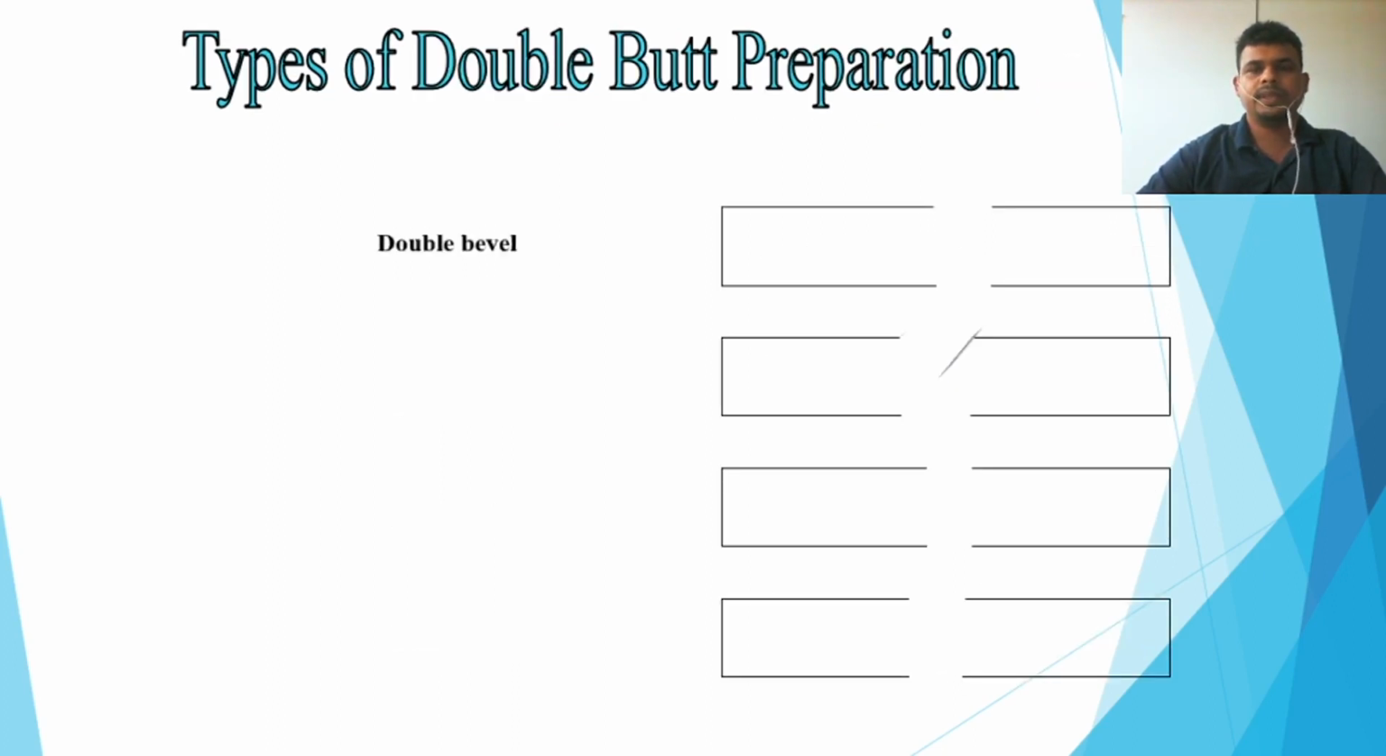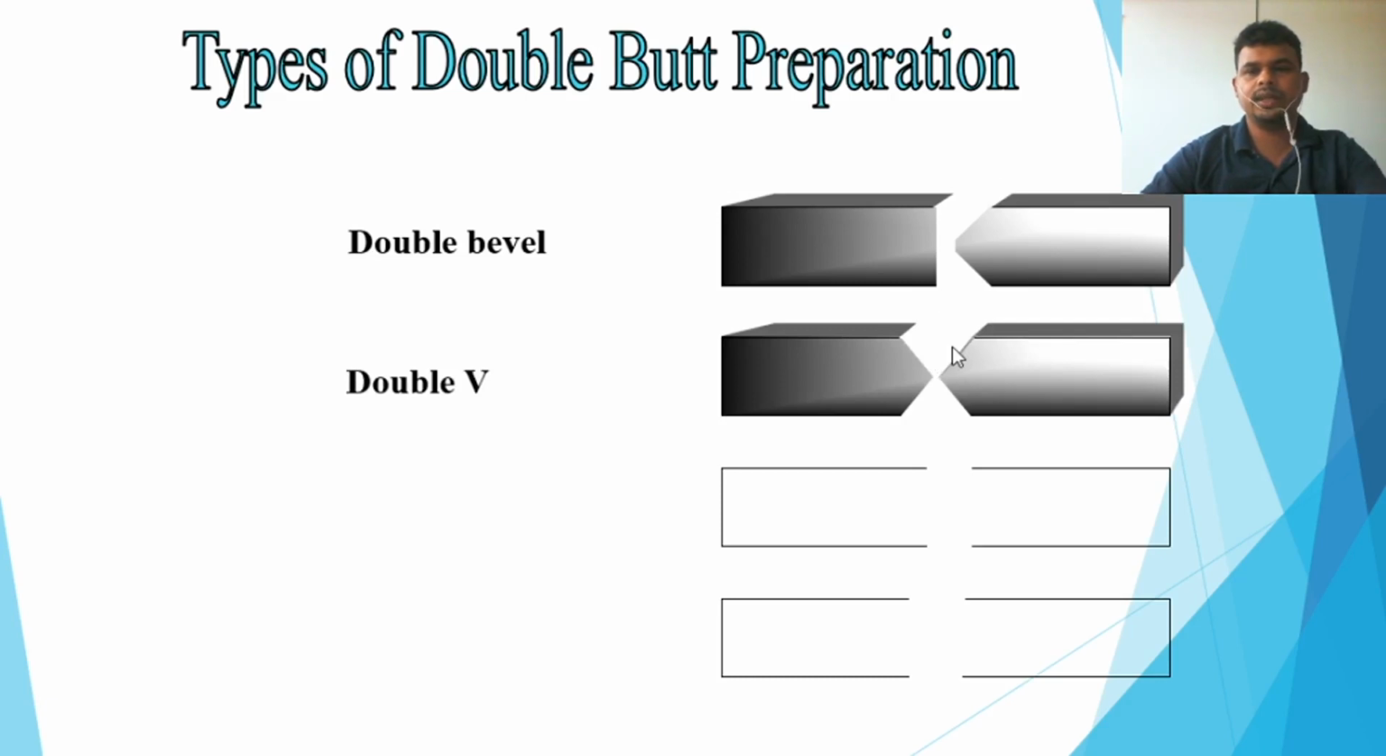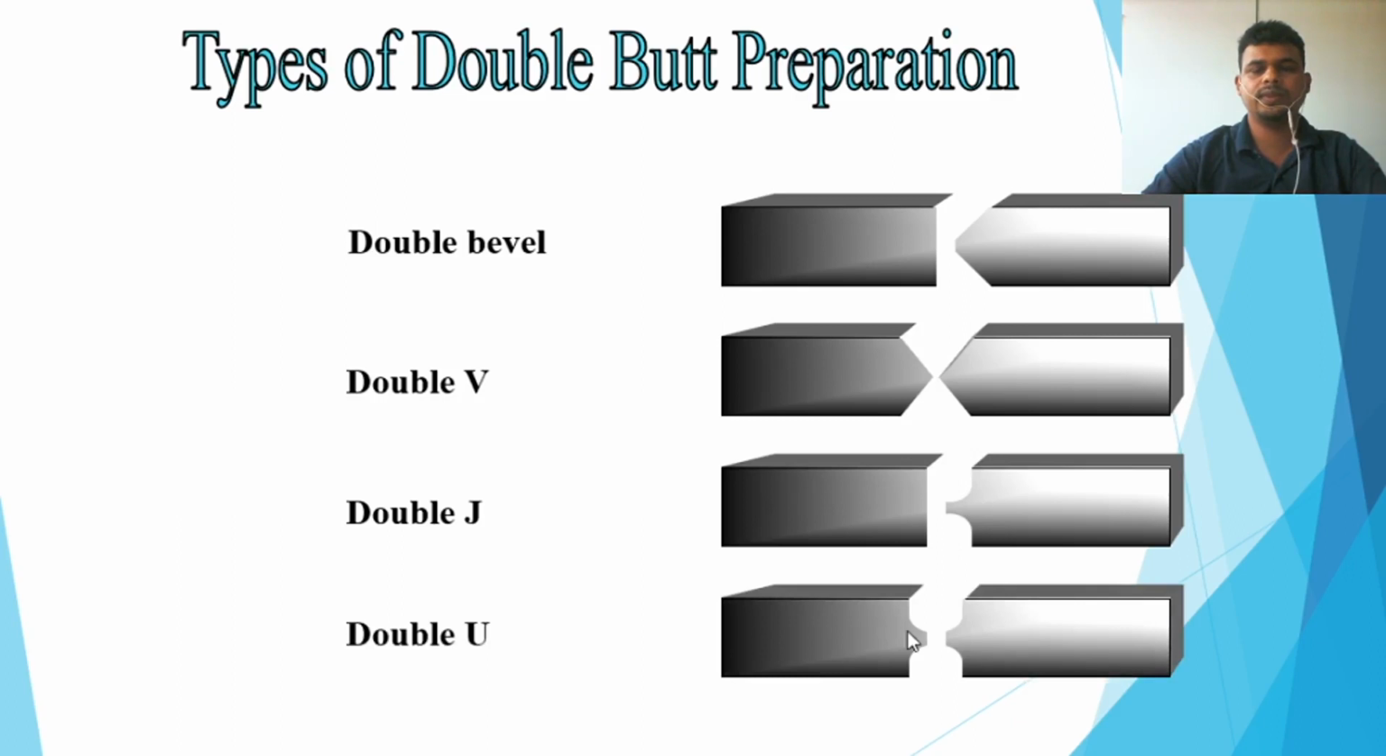Double butt preparation, you can see from here double bevel. You see this is one side and this is the other side. So this is called the double bevel. Then double V, you can see from these photos. This is the V and another also V. So this is called the double V. Then the double J, you can see this side also J, this is J. So this is called the double J and W. You see from this photo, this is the W. So this is all the double butt preparation you can see from all the pictures.